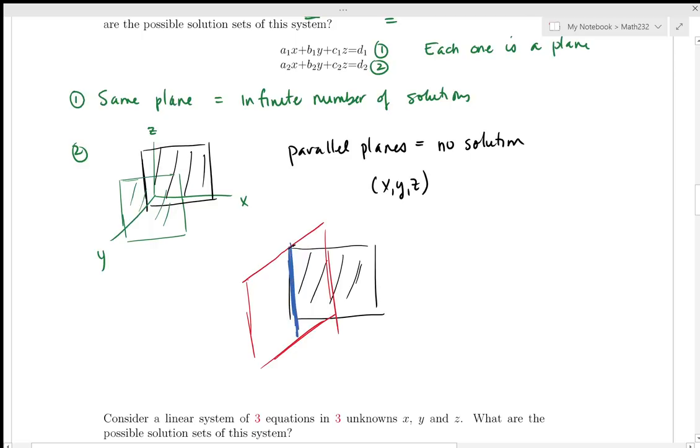That's where the black plane, you could imagine that as basically the XZ plane, and then imagine the red plane as being the YZ plane, and you see them intersecting in the Z axis. Okay, so that's the other possibility, intersecting planes. And that solution set is a line.